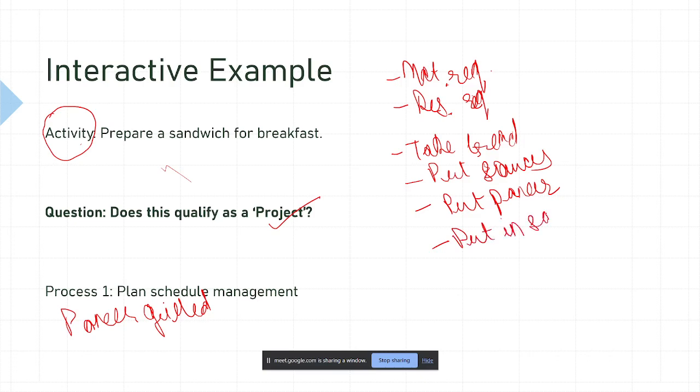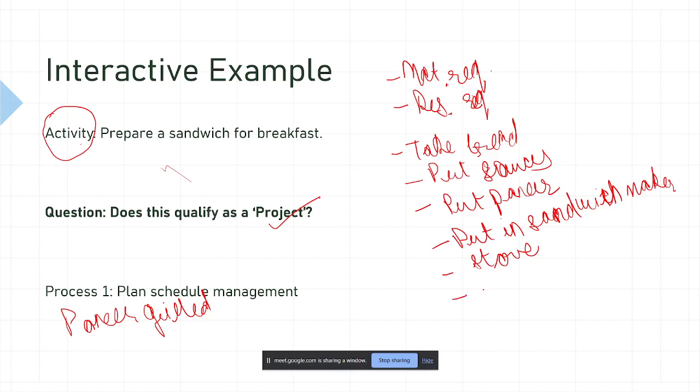Put in sandwich maker, right? Yes, sir. So, as he said, this is a sequence of activities. Now we have to find out how many activities can be done in parallel, and how many activities are there end to end.